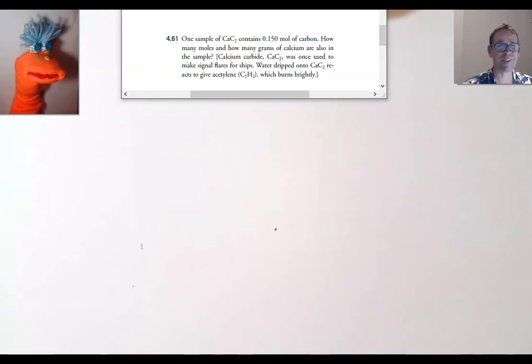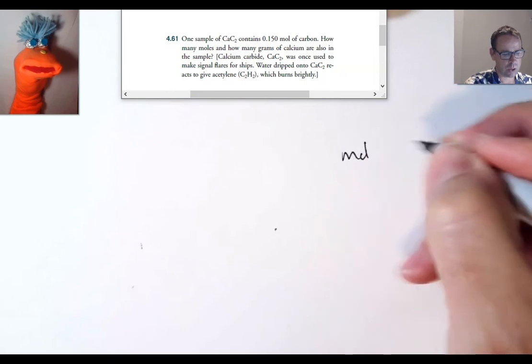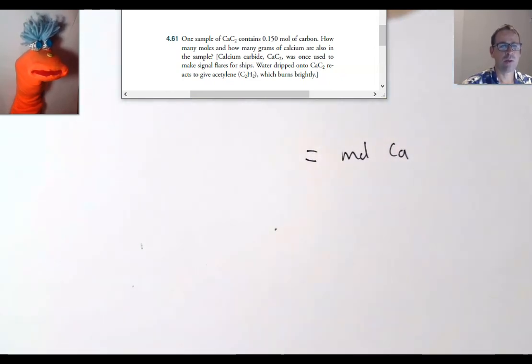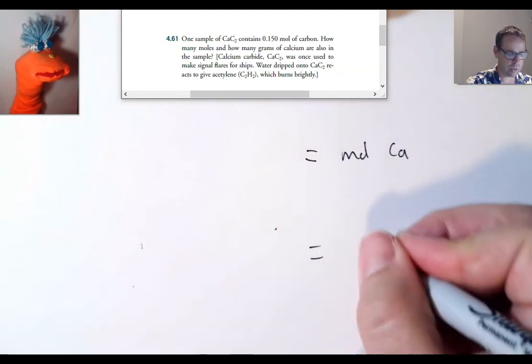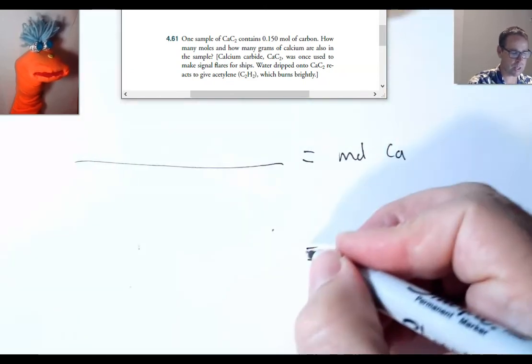All right. So we got a sample of calcium carbide, 1.5 moles of carbon. How many moles and how many grams of calcium are in the sample? Interesting. Okay, calcium carbide. 1.5 moles of carbon, and we want to know how many moles and how many grams of calcium. Let's start off with moles of calcium. So, moles of calcium is what we want, right? Yeah, it says how many moles of calcium and how many grams too. Yeah, okay, so we can do grams of calcium after we're done doing the moles of calcium.